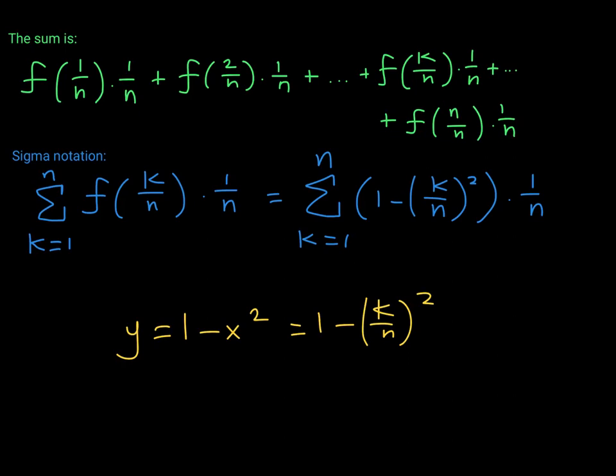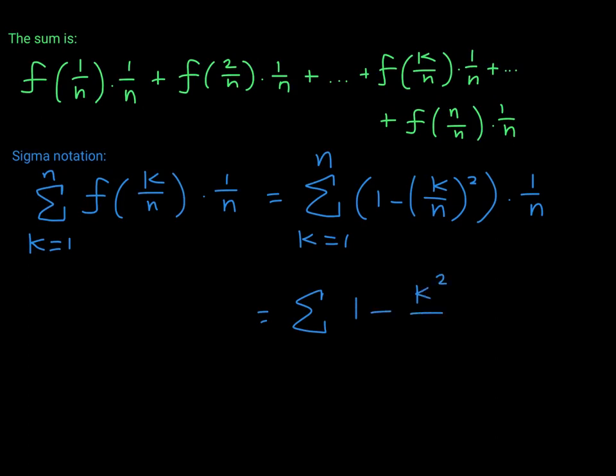All right? So 1 minus k over n quantity squared, that was found by evaluating our function at k over n, which represents the right endpoint from each of our subintervals. All right, so let's continue simplifying. And now we can write this in sigma notation. This is equivalent to the sum of 1 minus k squared over n squared, times 1 over n.